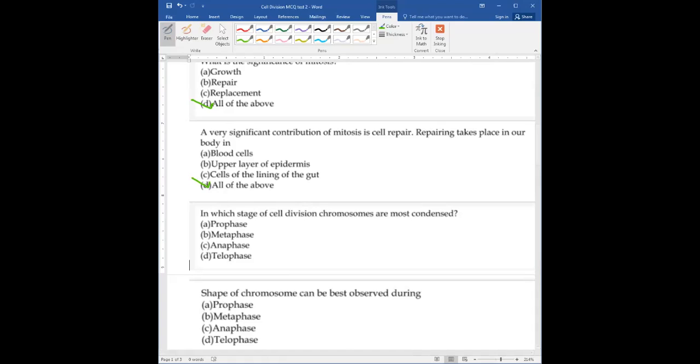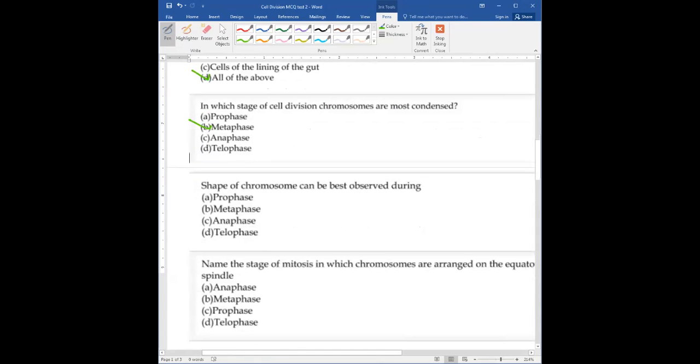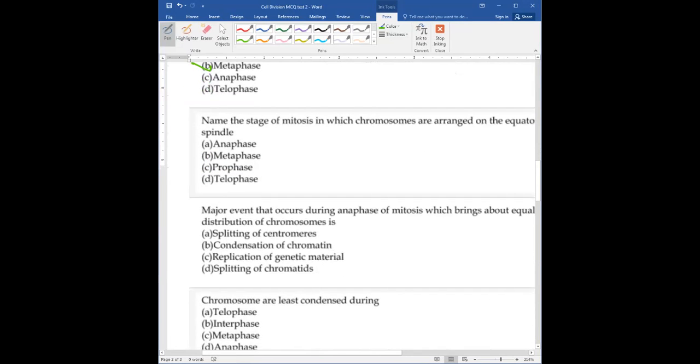Very simple, guys. Yes, it is going to be your metaphase, right? Very nice. Okay, next one I want Darshanita. The shape of the chromosome can be best observed in... Very simple. Once again, guys, yes, it is going to be your metaphase.